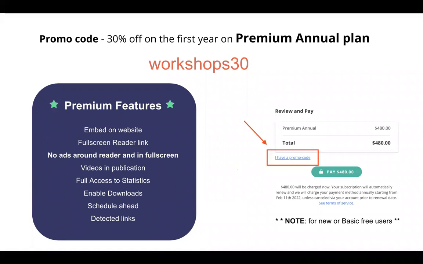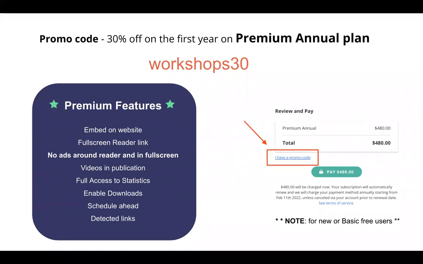And what is there? You will be able to embed the publication on your website. You will be able to create the full screen reader link, the one that has no distractions, no ads. There are also no ads around the reader if someone visits your publication on issuu.com or in Fullscreen. You can add videos directly inside of the pages of the publication, so these videos can directly play on the pages. You have full access to statistics. What I showed you right now, you will be able to see the same.